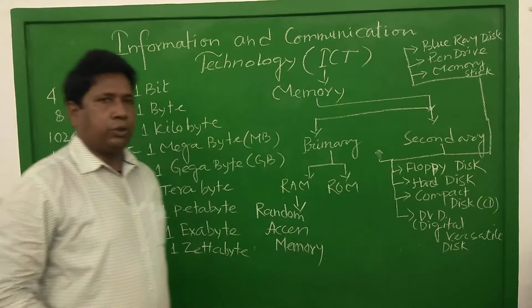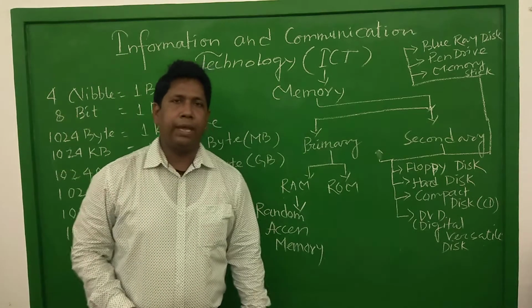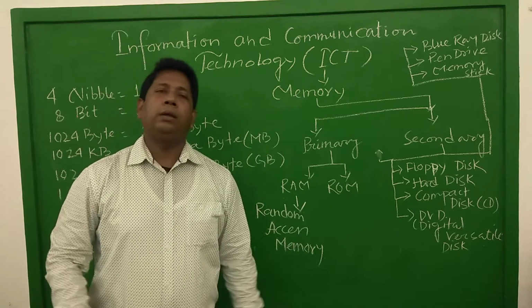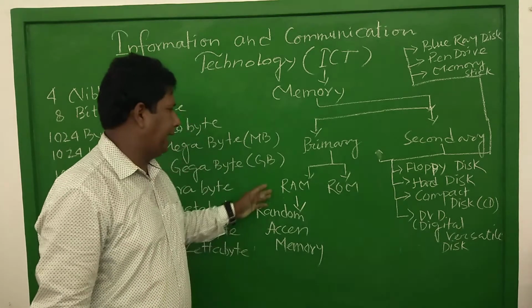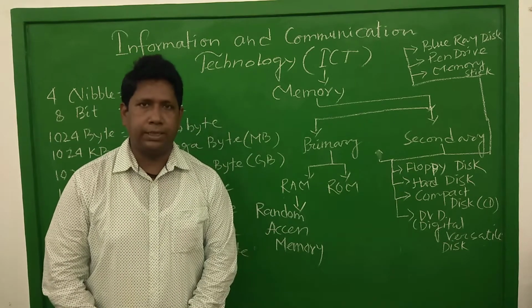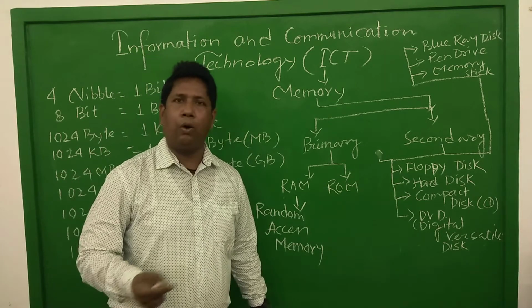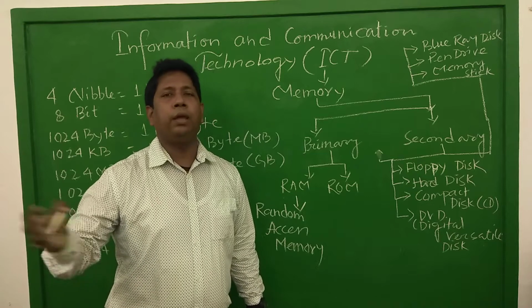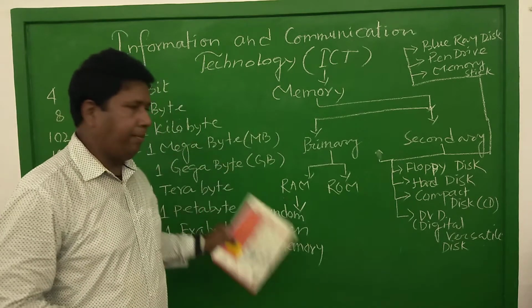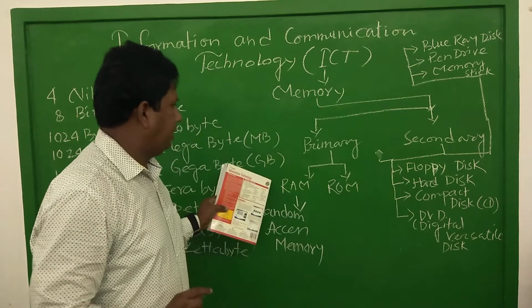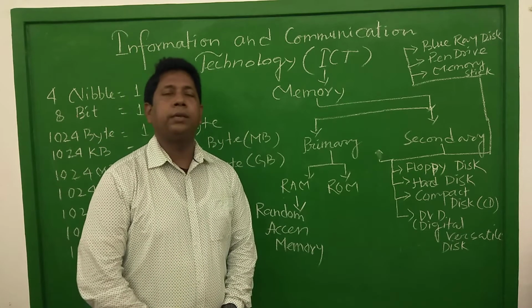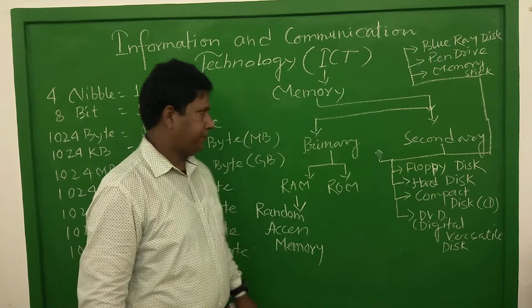This type of memory is also known as volatile in nature. Because after turning on the computer, all the main files or program files are stored in the RAM on a temporary basis. After turning off the computer, all the stored information in the RAM is totally deleted. That's why RAM is also known as volatile memory.